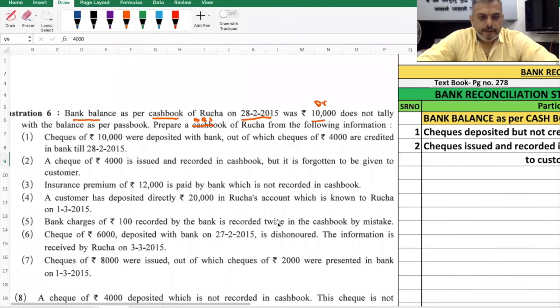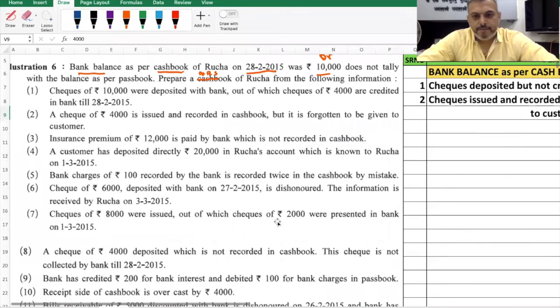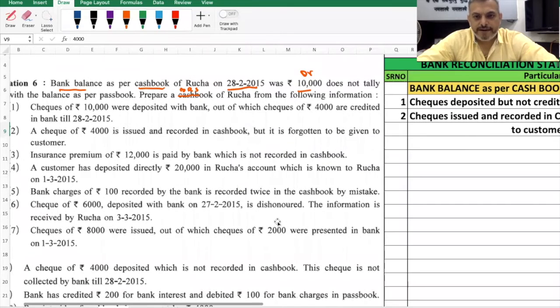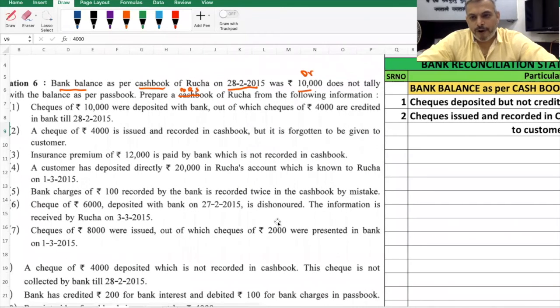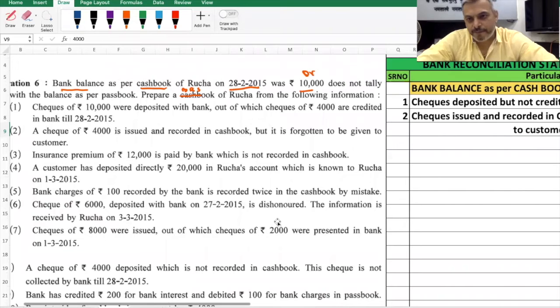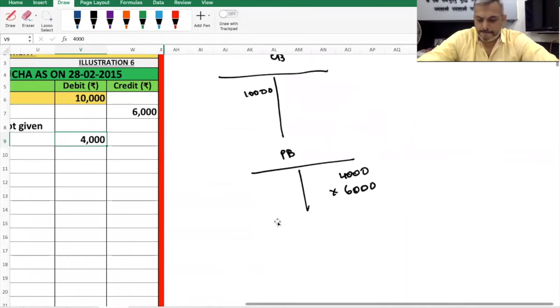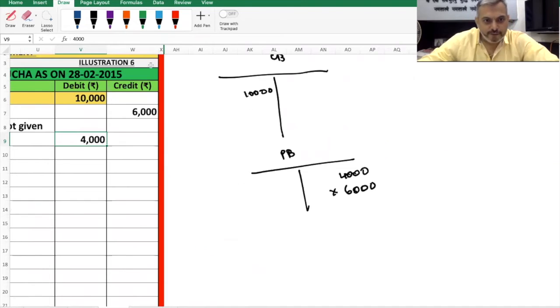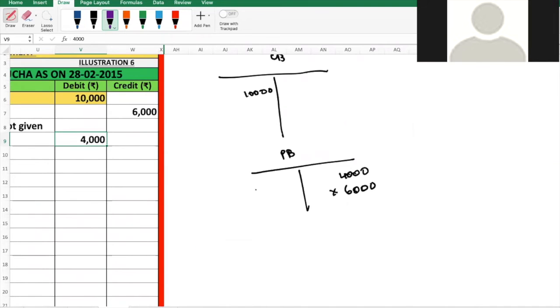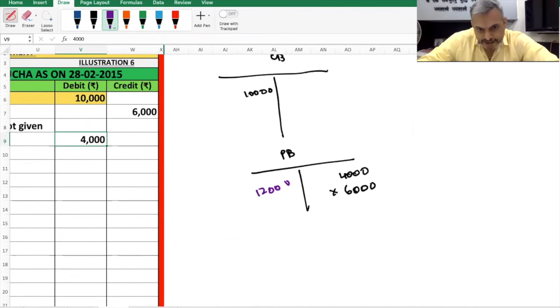Third, insurance premium of 12,000 is paid by bank which is not recorded in cash book. Bank has paid. So which side will it come in the passbook? Bank has paid, so in passbook it will come on debit. It has not come on credit side of cash book. So bank has debited, we have to credit.